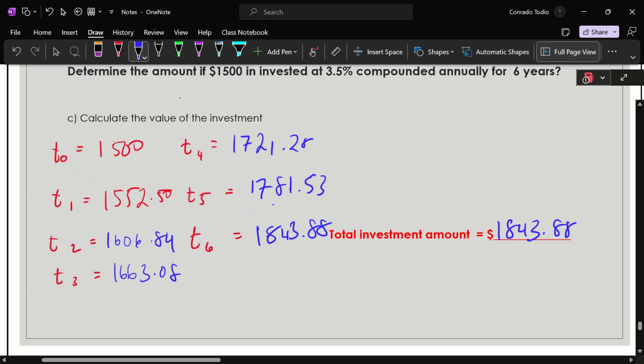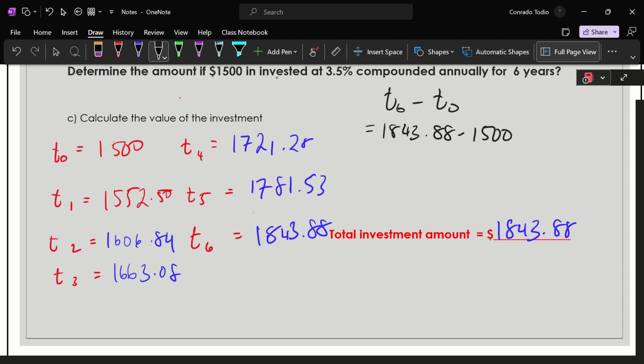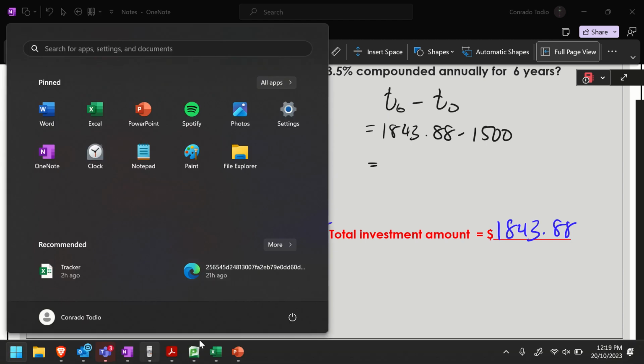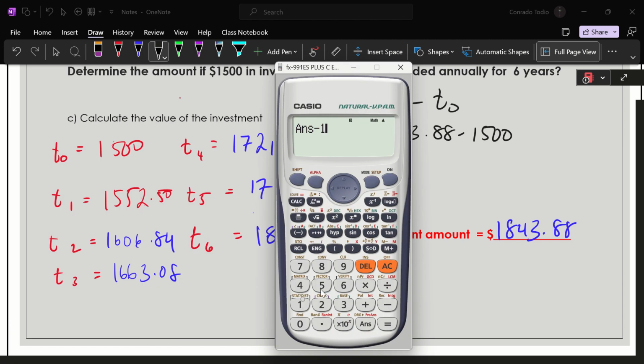Easy. So if I was to ask you this, let's see if you can figure this out. Evangelica, can you tell me, after 6 years, how much interest did this guy gain? So how would you work that out if it asked you that? How much interest? Yeah, good. So you'd go T6, take away T0, yeah? Which should be 1843.88, take away 1,500. And that will tell you how much money he actually made. Okay, so just in case it asks you that, make sure you keep that in mind. So 343.88.